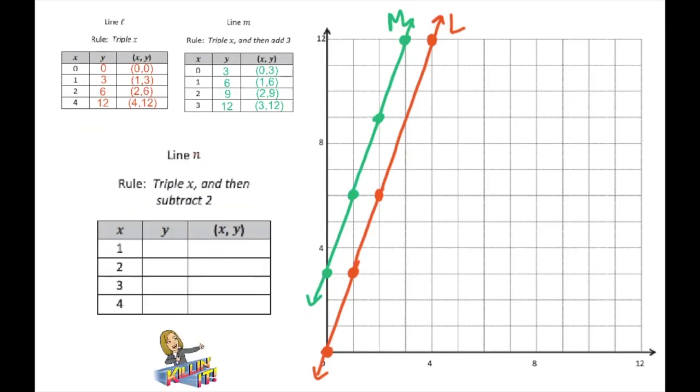Let's look at the rule for line N. Triple x and then subtract 2. So with line M, we had adding, and now we have subtracting. Let's do one together. Show me the coordinate pair for this rule when x is 1. So I would triple x and get 3, and then I would subtract 2, which would be 1.